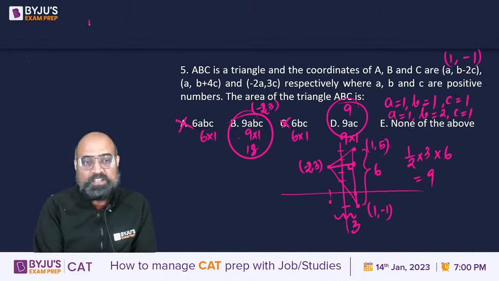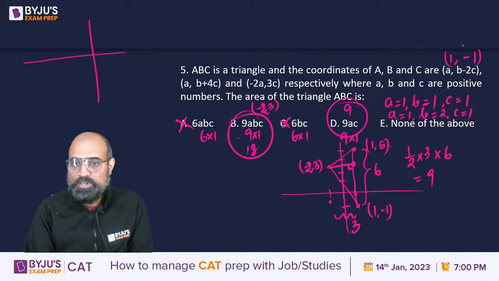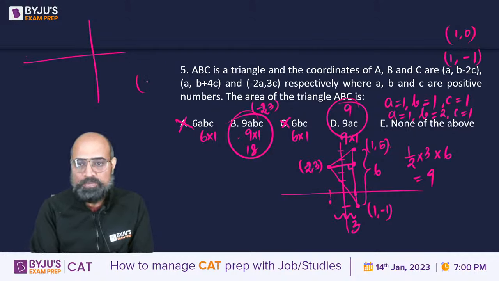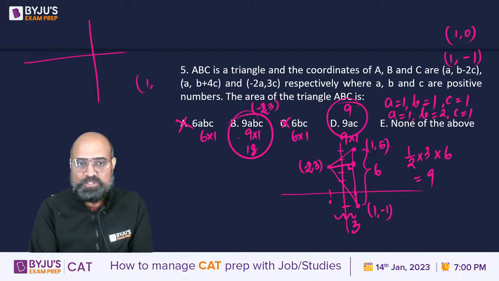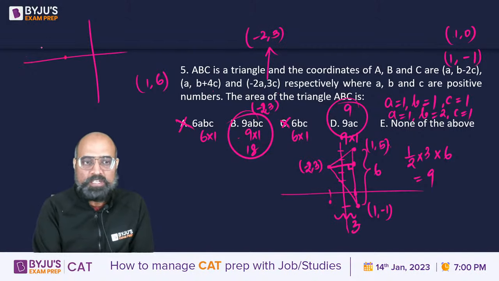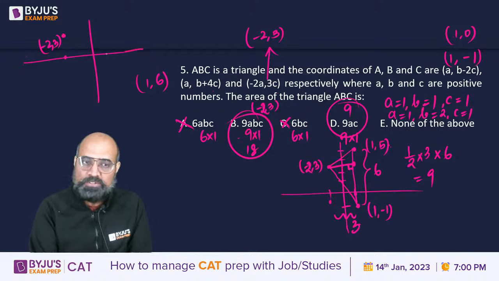Okay. So the coordinates are going to be 1 comma 0. The next one is going to be 1 comma b plus 4c. So this is going to be 6. The next one is going to be minus 2 comma 3. I'll not draw the points, I'll simply write it. Next one is going to be 1 comma 0. Another is going to be 1 comma 6.